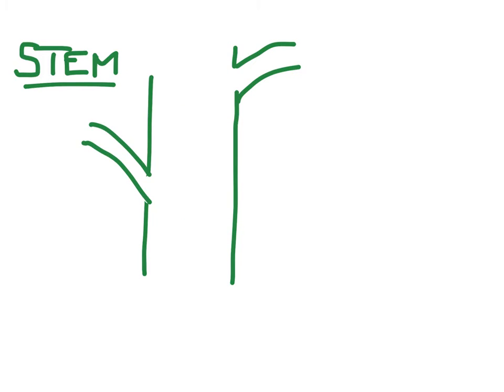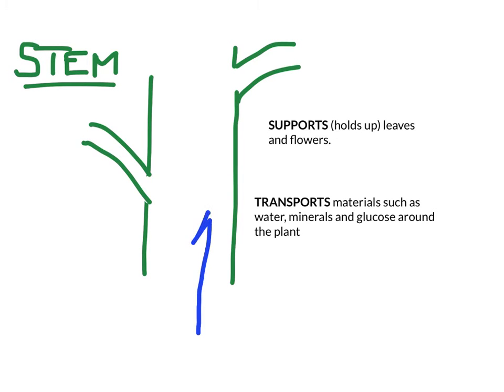The stem also has a couple of jobs to do. It supports or holds up the leaves and the flowers so that they can get the sunlight they need, or the wind to carry the pollen or be available to insects. And it transports water up from the roots and up into the leaves and to the flower.